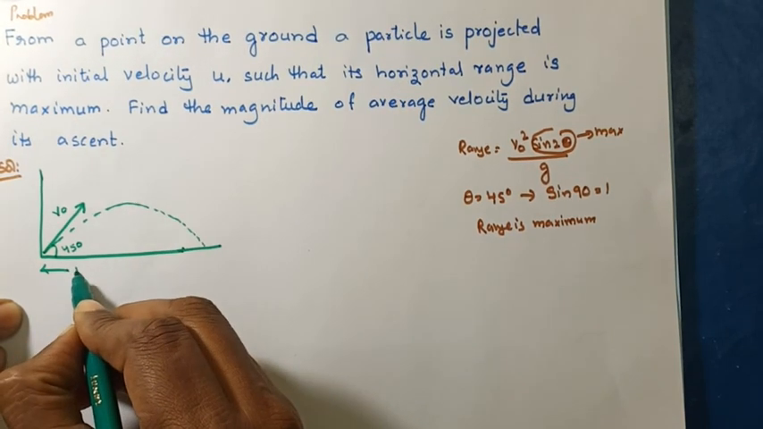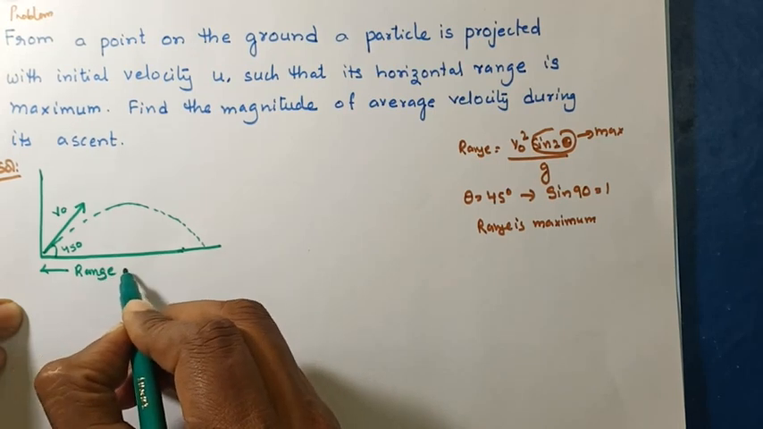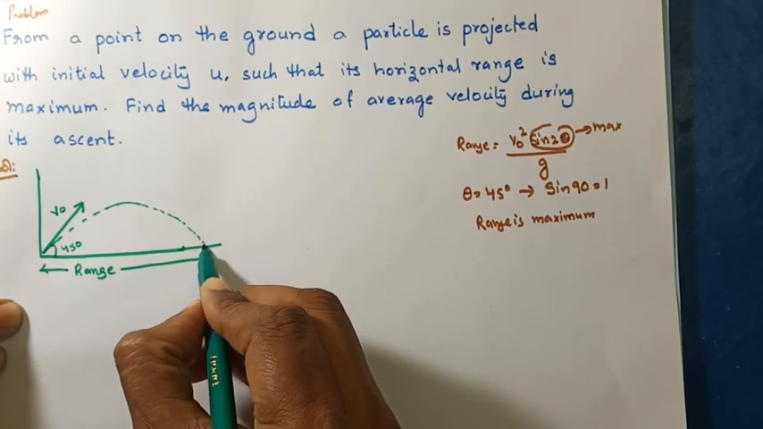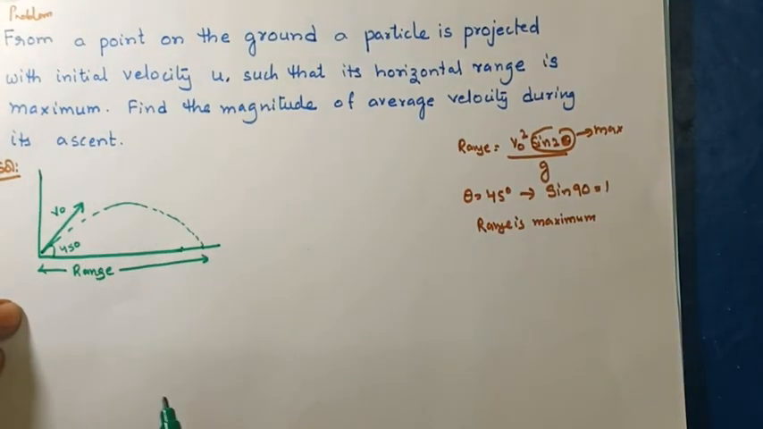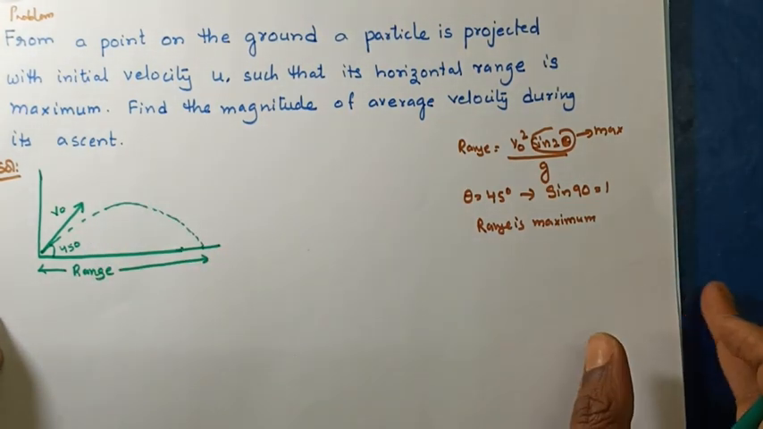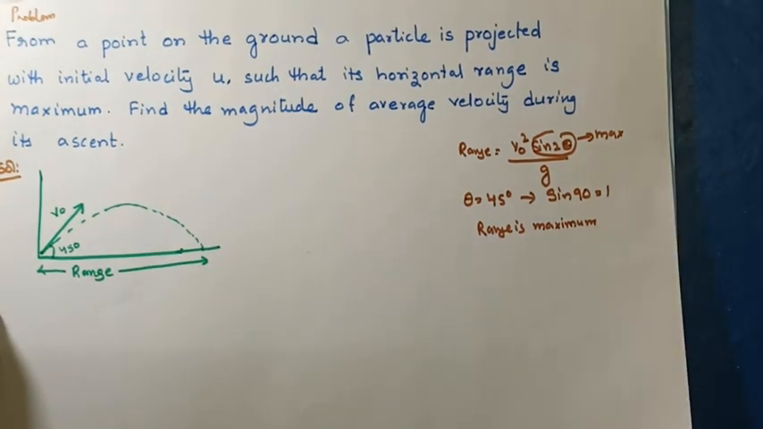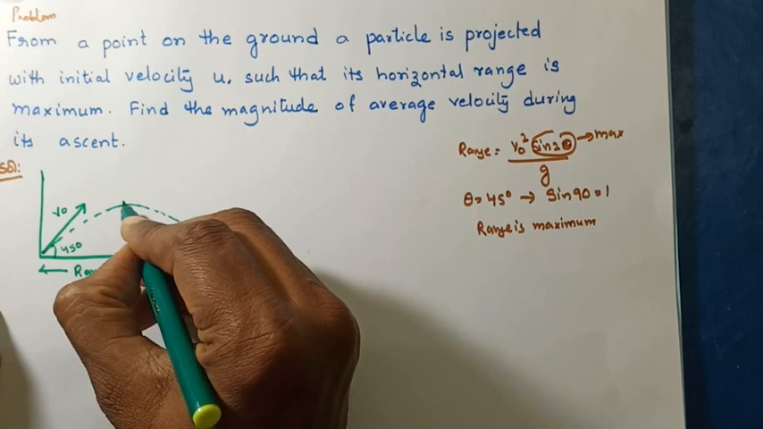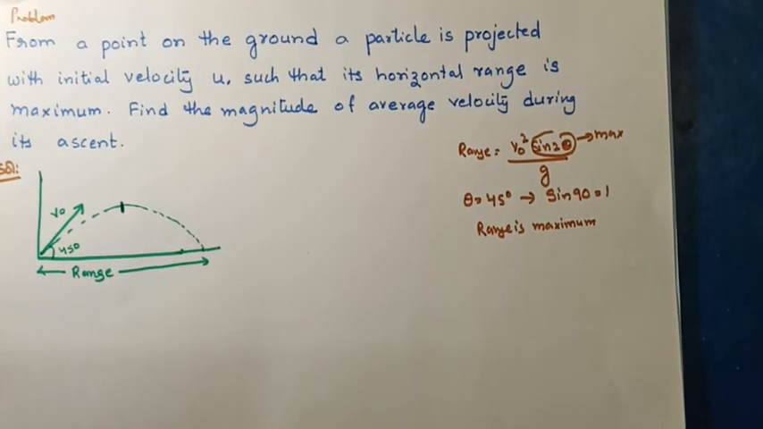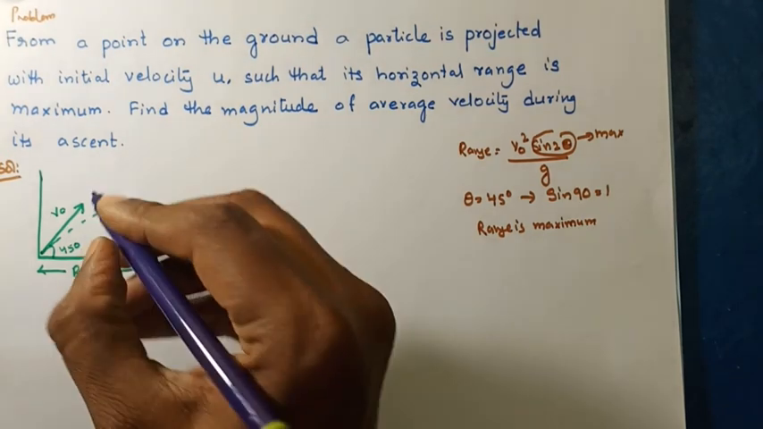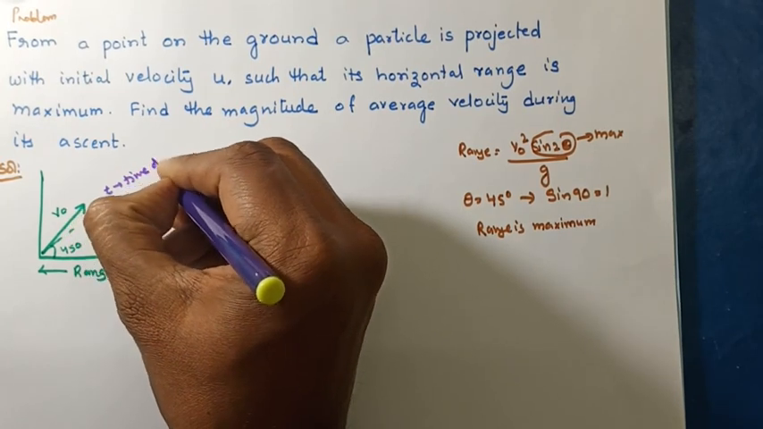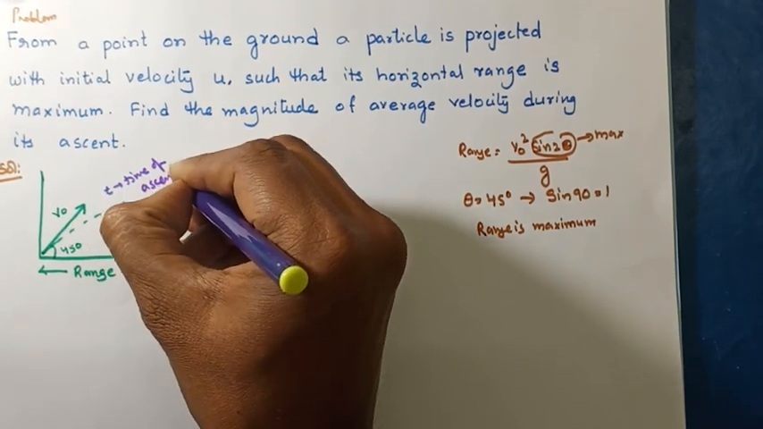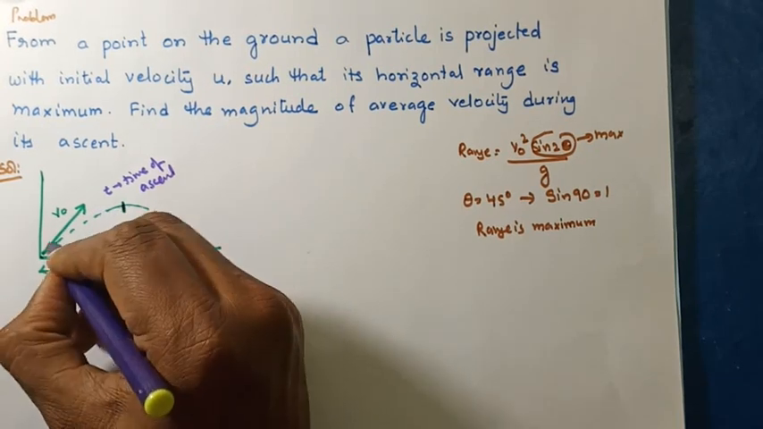So this is called the range, from the point of launching to the point of landing on the ground. So for range maximum, theta can be chosen as 45 degrees, and this is called the maximum point height, and the time which is taken to reach up to that level is called time t, the time of ascent. So from here to here is the time.